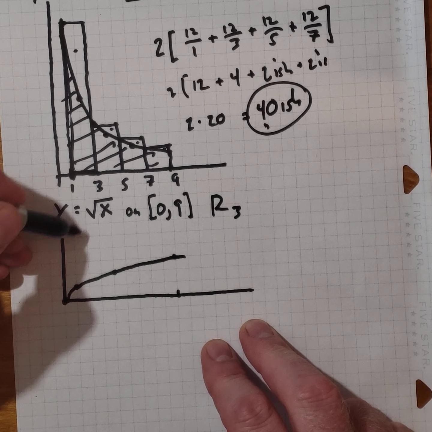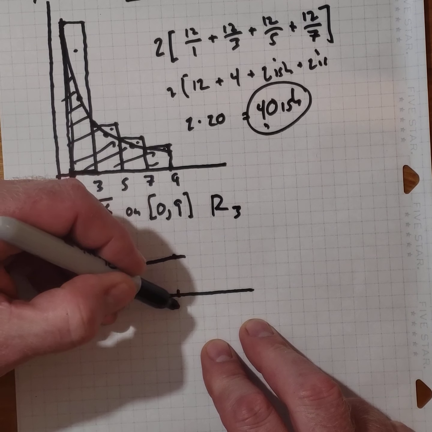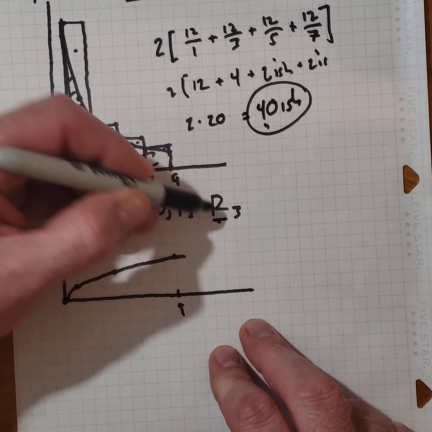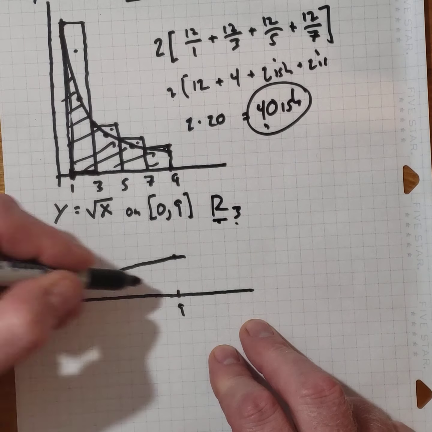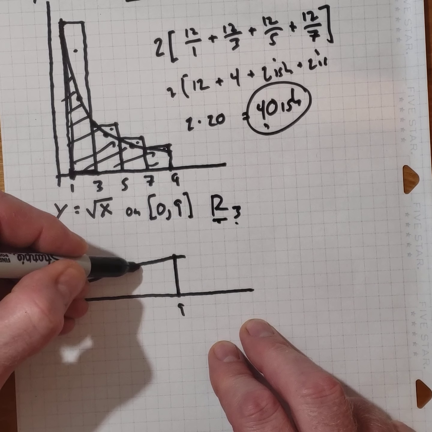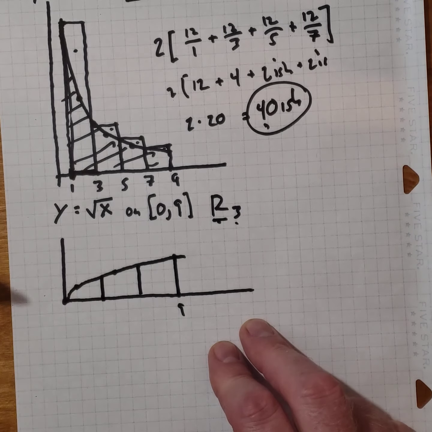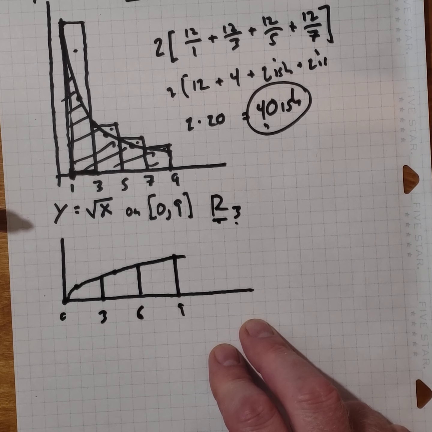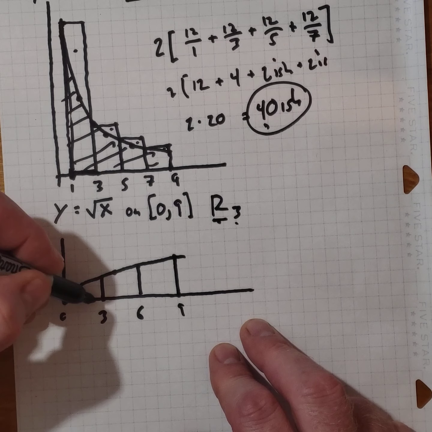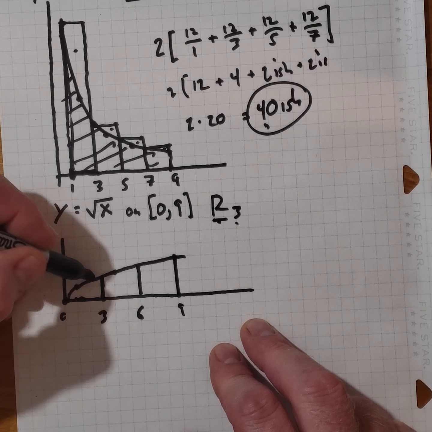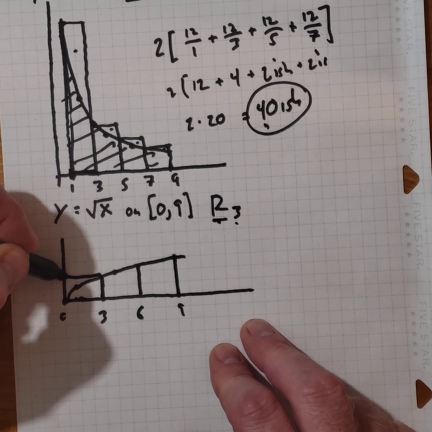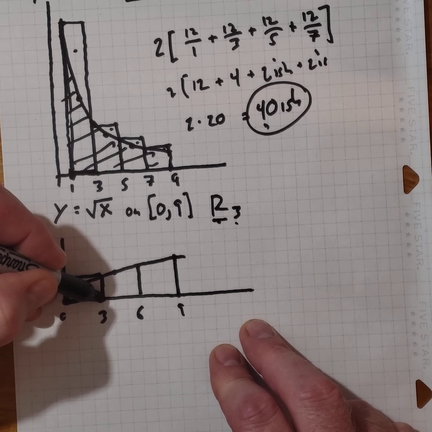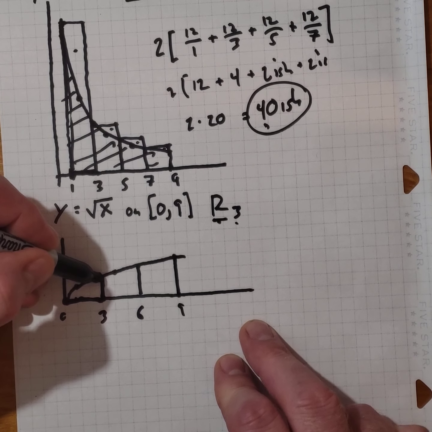Let's look at this one. We've got the square root of x. That's the graph on 0 to 9. And we want to use 3 rectangles with right endpoints. Okay, the R means right, just like L meant left there, and 3 for the number of rectangles. So we've got 0, 3, 6, and 9 are our relevant numbers here. And for the first rectangle, we're going to use the height at the right-hand side. So this is going to be an overestimate just like the other one was. And we have a width of 3 here with a height of the square root of 3.